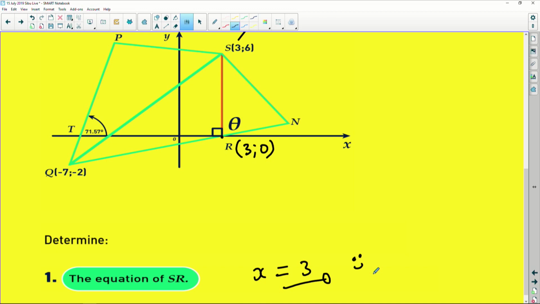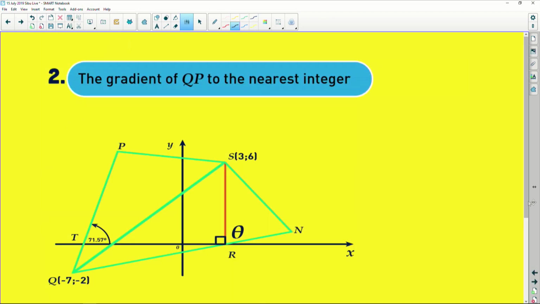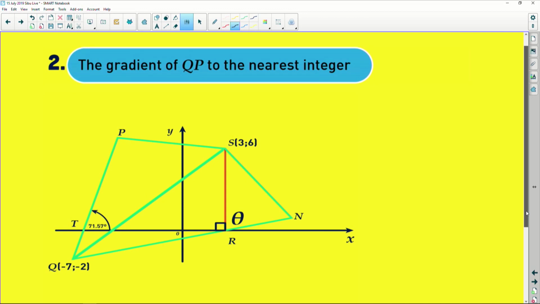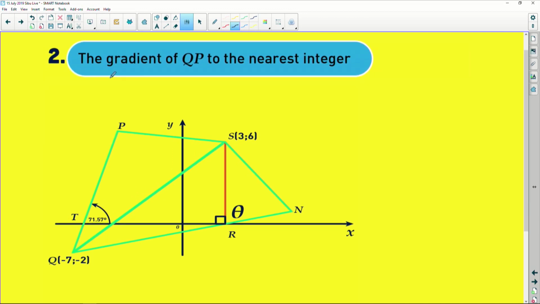Moving on to the second question. We are told that we need to find the gradient of the line QP. In order to find the gradient, you need either two points, or an angle that can help you find the gradient, or parallel lines, or perpendicular lines. You need to know all the things you can use to find the gradient of a particular line. So for the line QP that we are looking at, there are no two points.